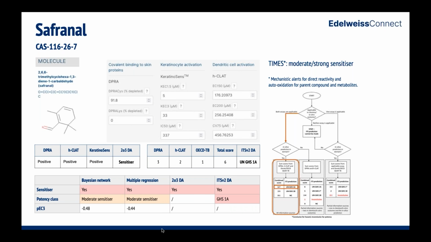The different approaches within the SaferSkin app: the Bayesian network also classifies Safranal as a sensitizer, with a PEC3 value of minus 0.48. Similar was the case with the multiple regression approach. Safranal was a moderate sensitizer with a PEC3 value of 0.44. And TIMES also predicted Safranal as a moderate and/or strong sensitizer.